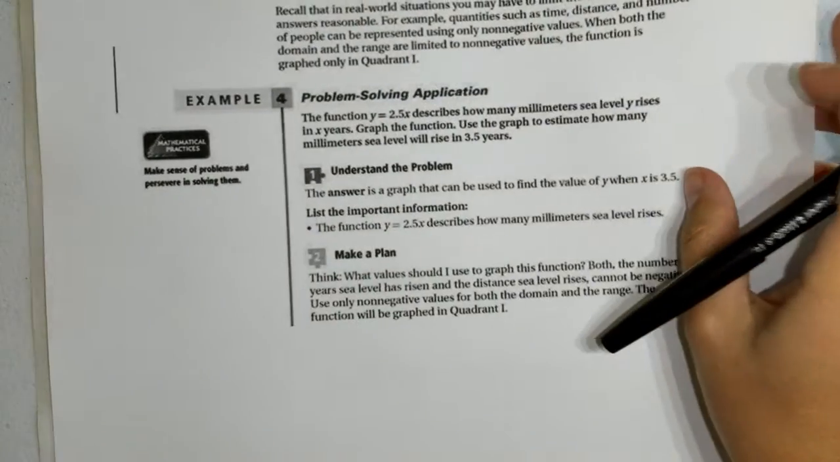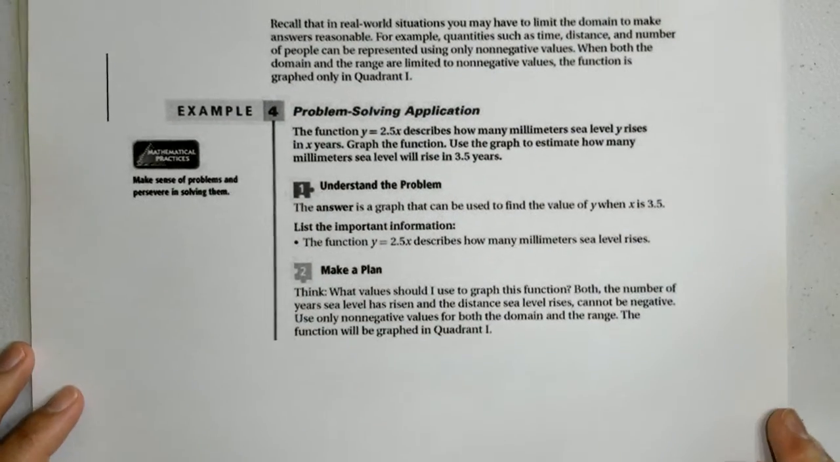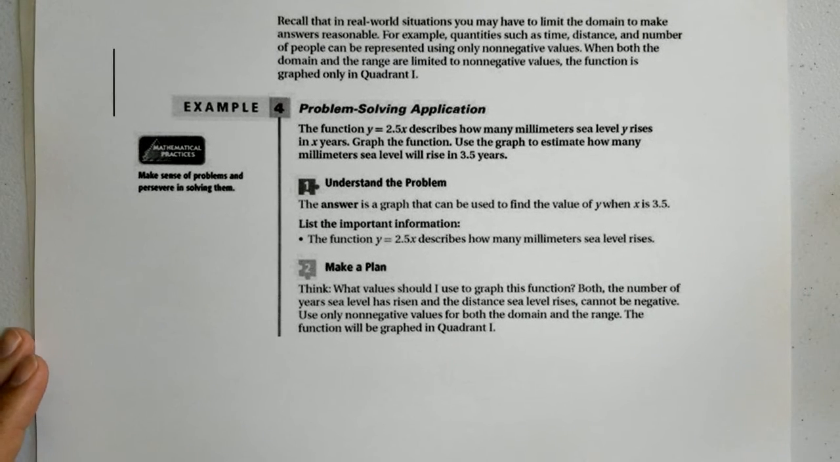So now we're going to look at example 4. Recall that in real-world situations, you may have to limit the domain to make answers reasonable. For example, quantities such as time, distance, and number of people can be represented using only non-negative values. When both the domain and range are limited to non-negative values, the function is graphed only in quadrant 1, because your x values and your y values are both positive in quadrant 1.